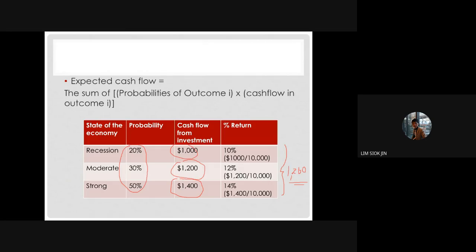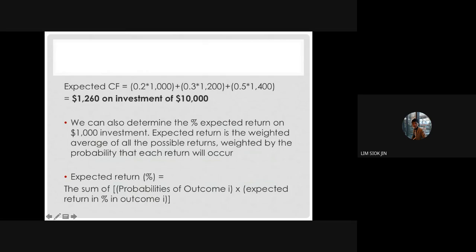Okay? Or else, how do you come up with 1,260? People will say, hey, how do you count 1,260? Then you just explain that you take this times this, plus this times this, plus this times this. And you get the approximate, the expected value.